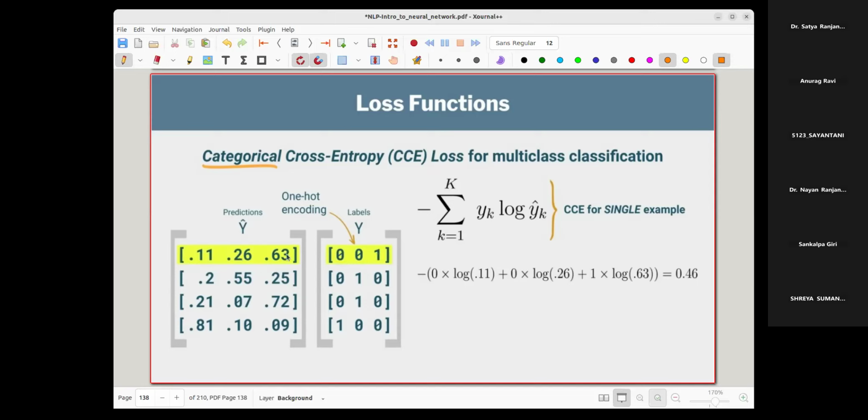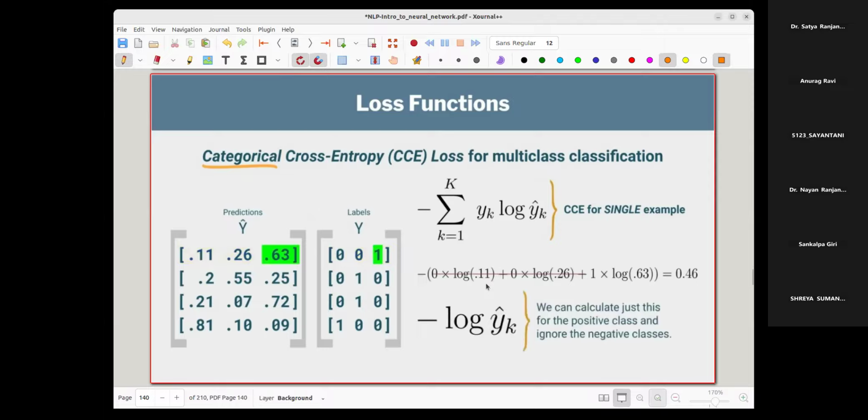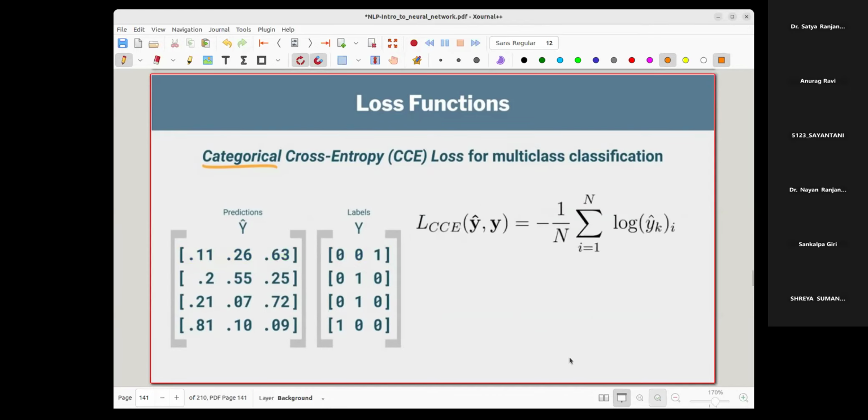So when you do this, what will happen? Now you will get 0.46. But unnecessarily we are multiplying these two zeros, so we need to remove them. If we remove them, what will be my final function? Only minus log yk cap. That means we can calculate just this for the positive class. For the negative class, it is already 0, so why should we calculate it? We don't need to calculate.